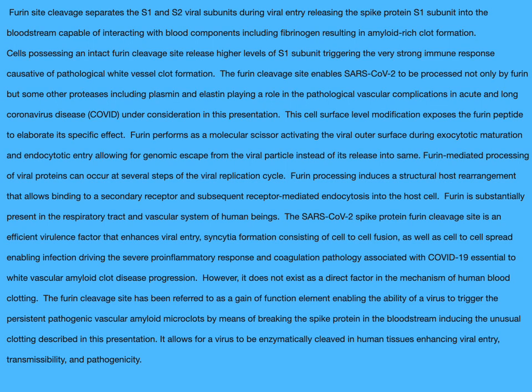The furin cleavage site has been referred to as a gain-of-function element, enabling the ability of a virus to trigger the persistent pathogenic vascular amyloid microclots by means of breaking the spike protein in the bloodstream, inducing the unusual clotting described in this presentation. It allows for a virus to be enzymatically cleaved in human tissues, enhancing viral entry, transmissibility, and pathogenicity.